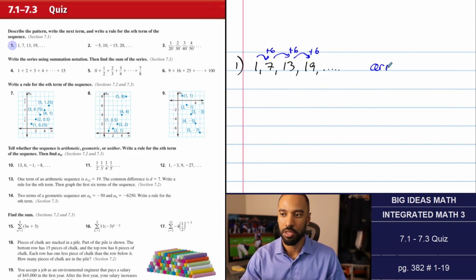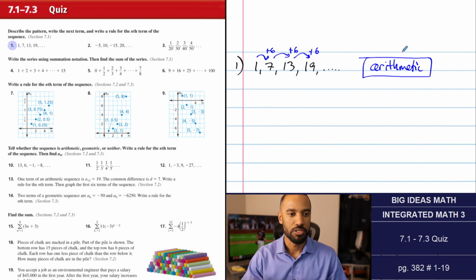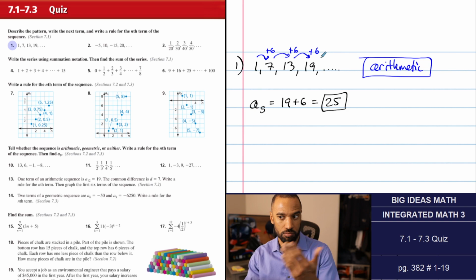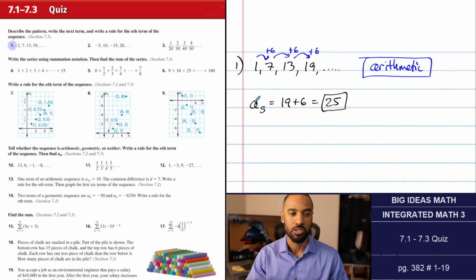So this looks arithmetic to moi, with a constant difference. Write the next term. The next term would be adding 6 from here. So what I'm going to call a sub 5, the value of the fifth term, is 19 plus 6, which would be 25. And that's how you find the value of the next term. Just continue whatever pattern is going on there.